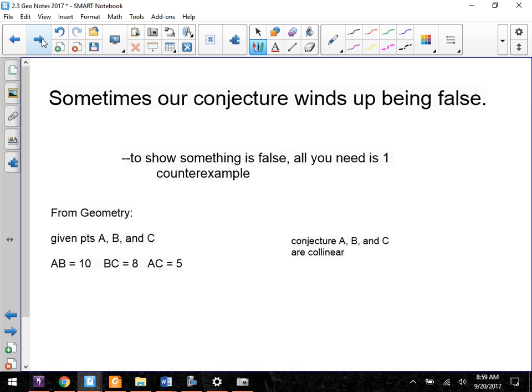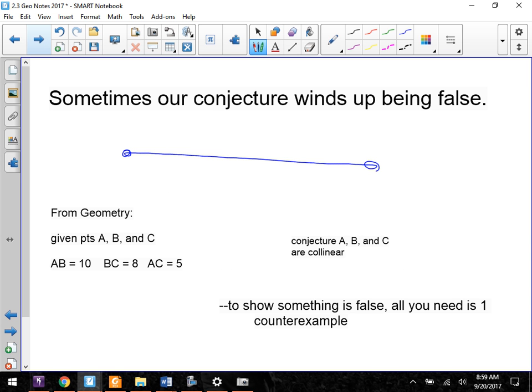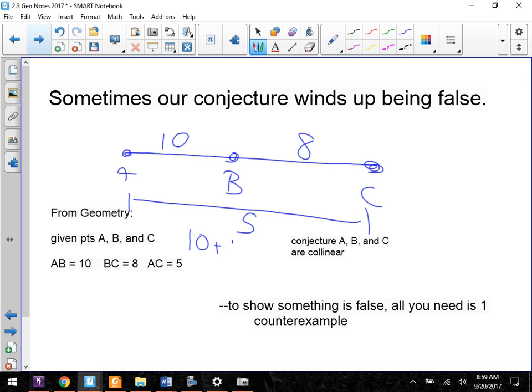And like we just said, sometimes conjectures can be false, and that's what we just did a second ago. You don't have to write all that out, because their conjecture was that they were collinear. I disproved that by showing, and all you need is one thing to show that something is false, and then it becomes false. 10 and 8. And I can just say 10 plus 8 does not equal 5, and therefore I disprove your conjecture that they were all in the same line. Okay. That's what we're looking at.